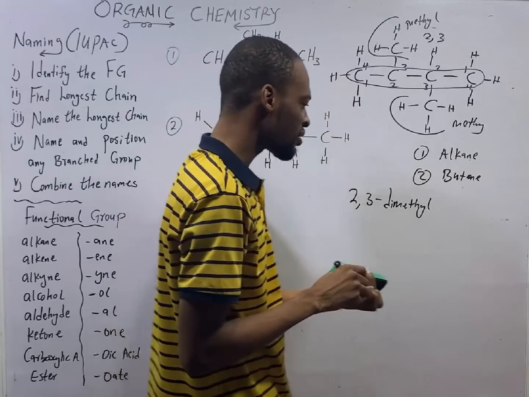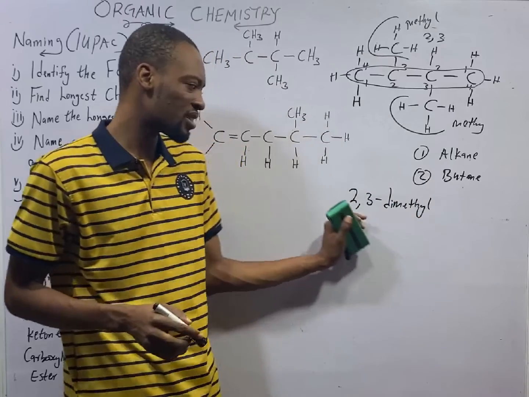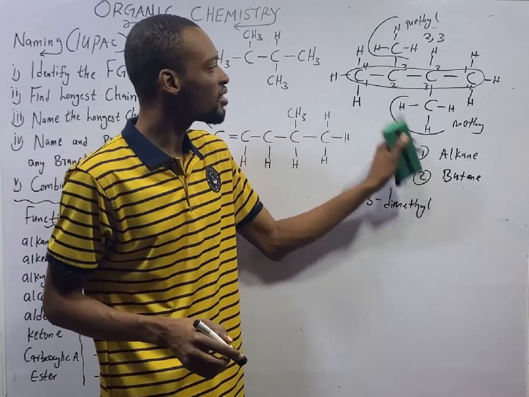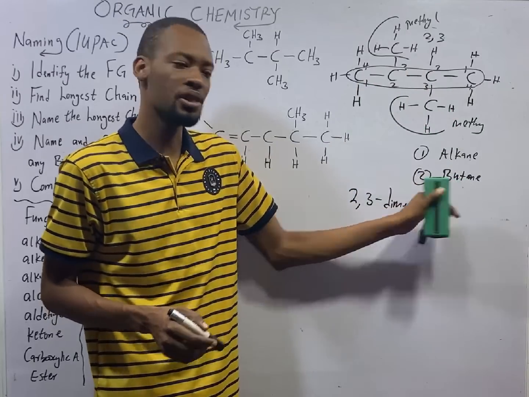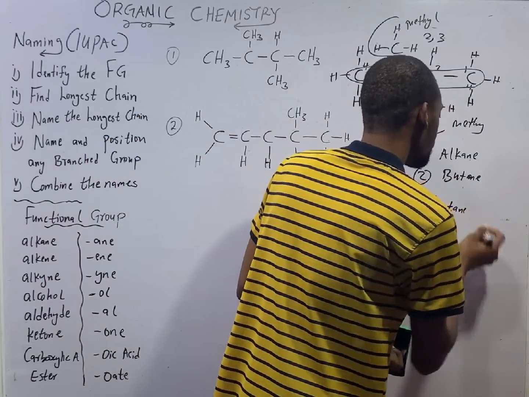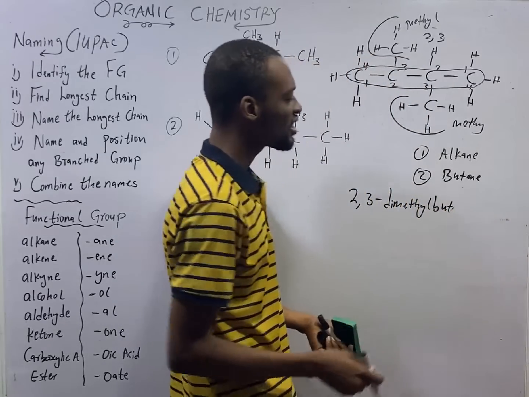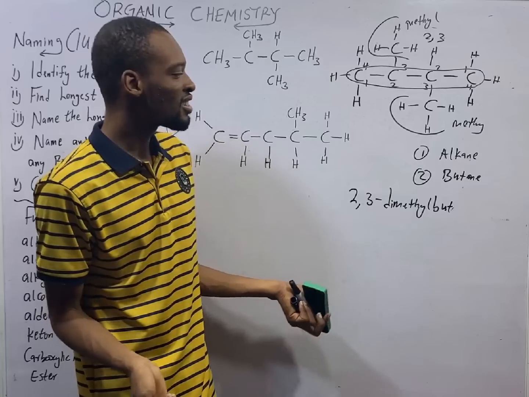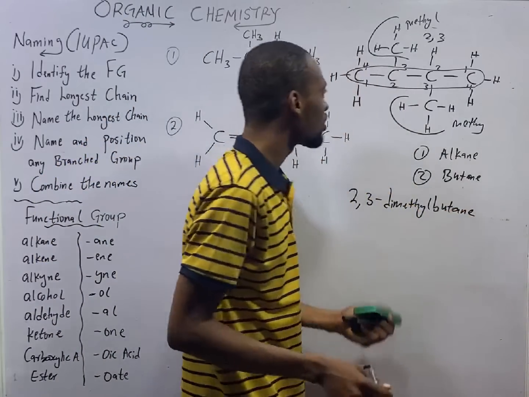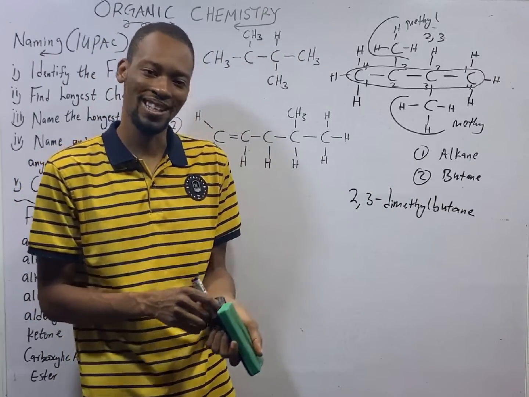In naming of compounds, the branches usually come first. You name and position the branches first, then you give us the roots. In this case, the root is the longest carbon chain and it is butane. So dimethyl but. Either you say butane or you say but, right? And it is an alkane. Since it is an alkane, nothing much. Butane. That is just it.